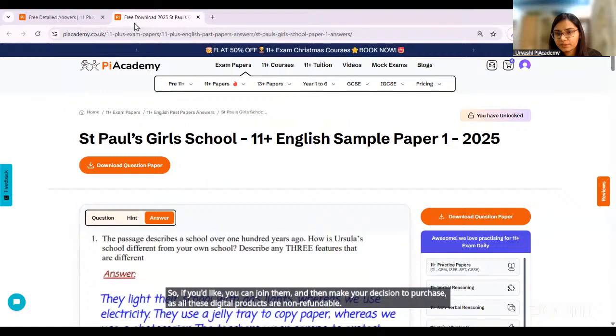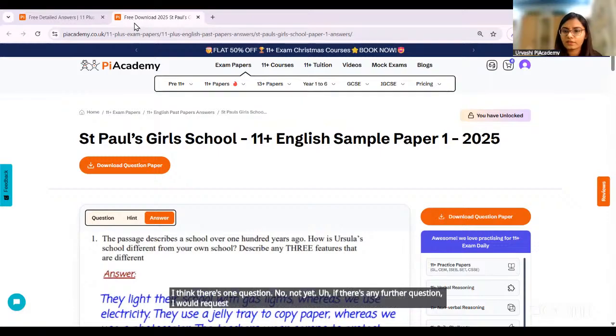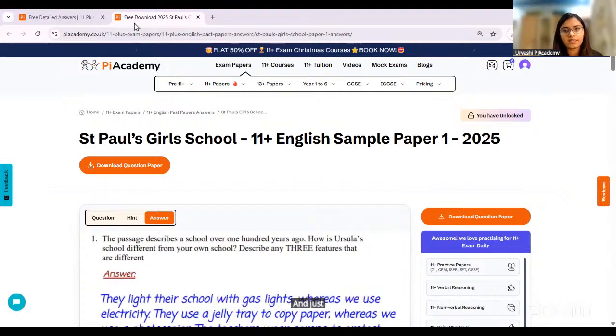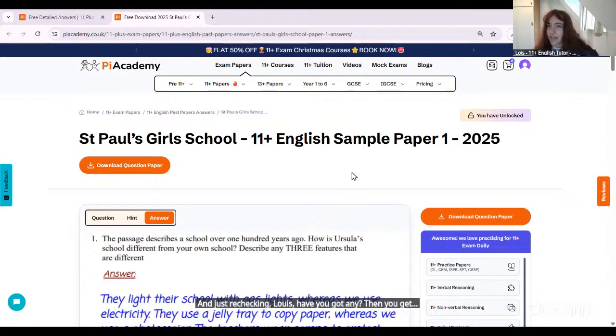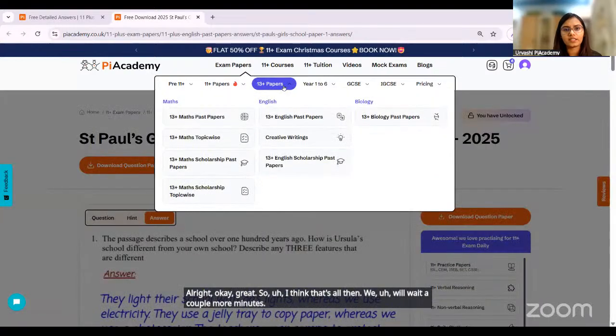I think there's one question. No, not yet. If there's any further question, I would request the parents to drop in the query on the chat box. Just rechecking. Louis, have you got any? No, I haven't seen any just yet. Yeah, I think we answered the one that I saw. All right. Okay, great. So I think that's all then. We will wait a couple more minutes if they have got any questions.